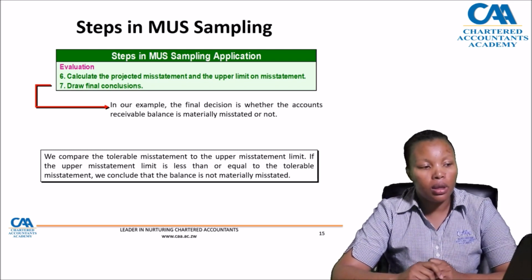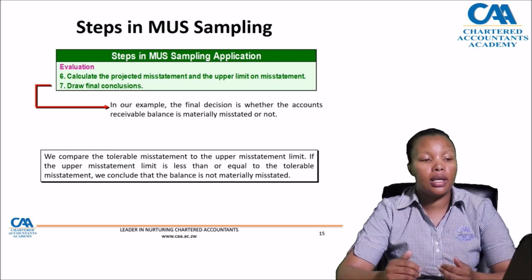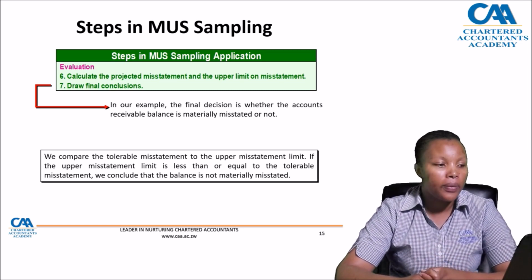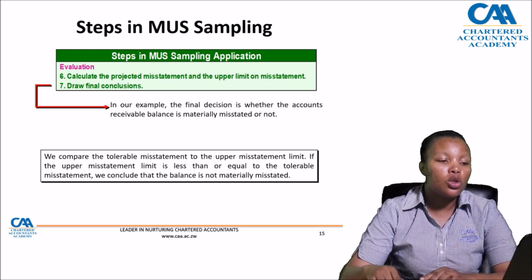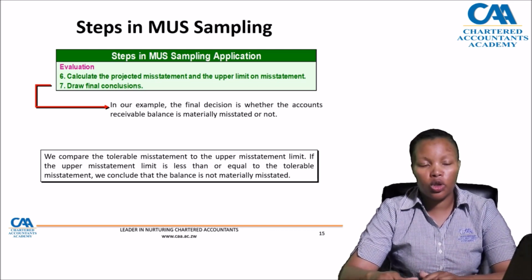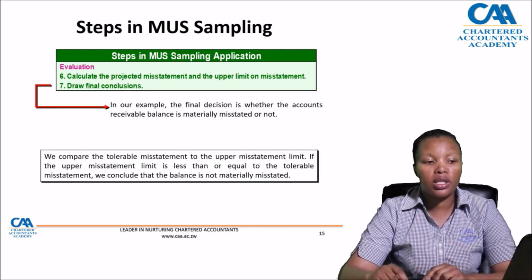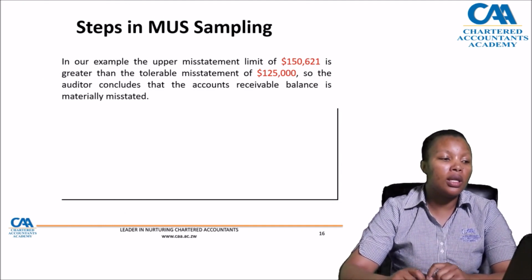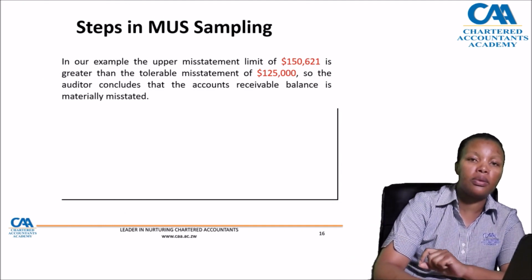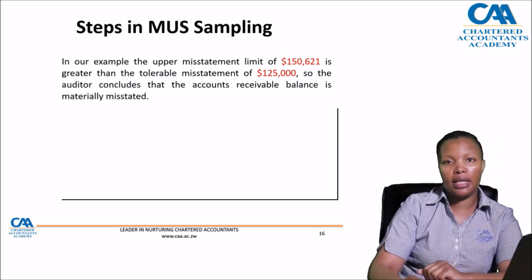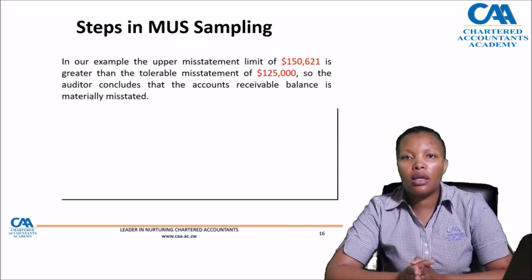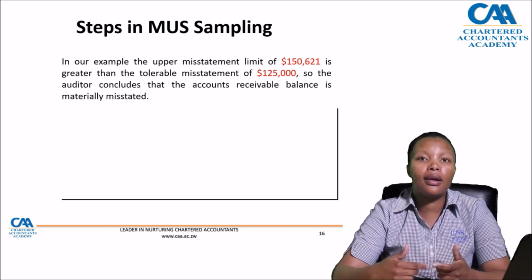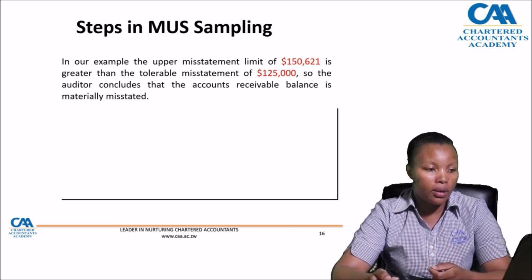So in our example, the upper limit is 150,621, which is greater than the tolerable misstatement, which was set at 125,000. So in this case, the auditor will then conclude the accounts receivables to be materially misstated. But what is it that the auditor has to do when they realize this from their sample?